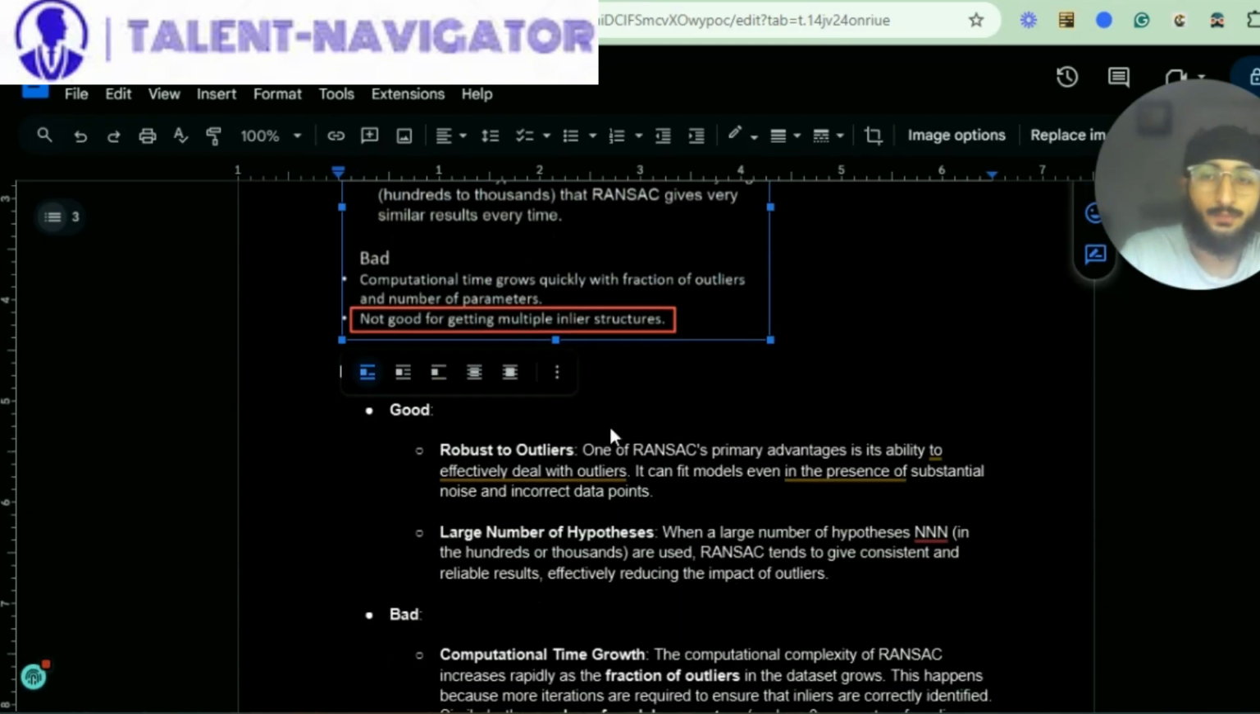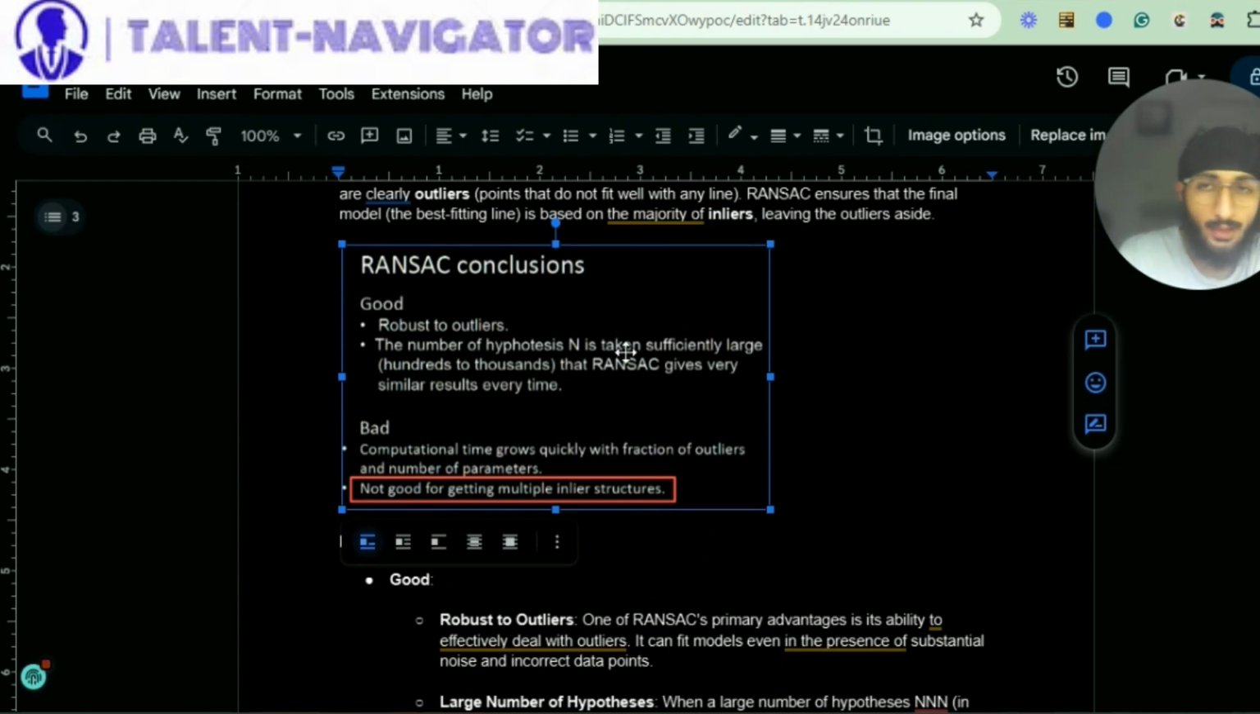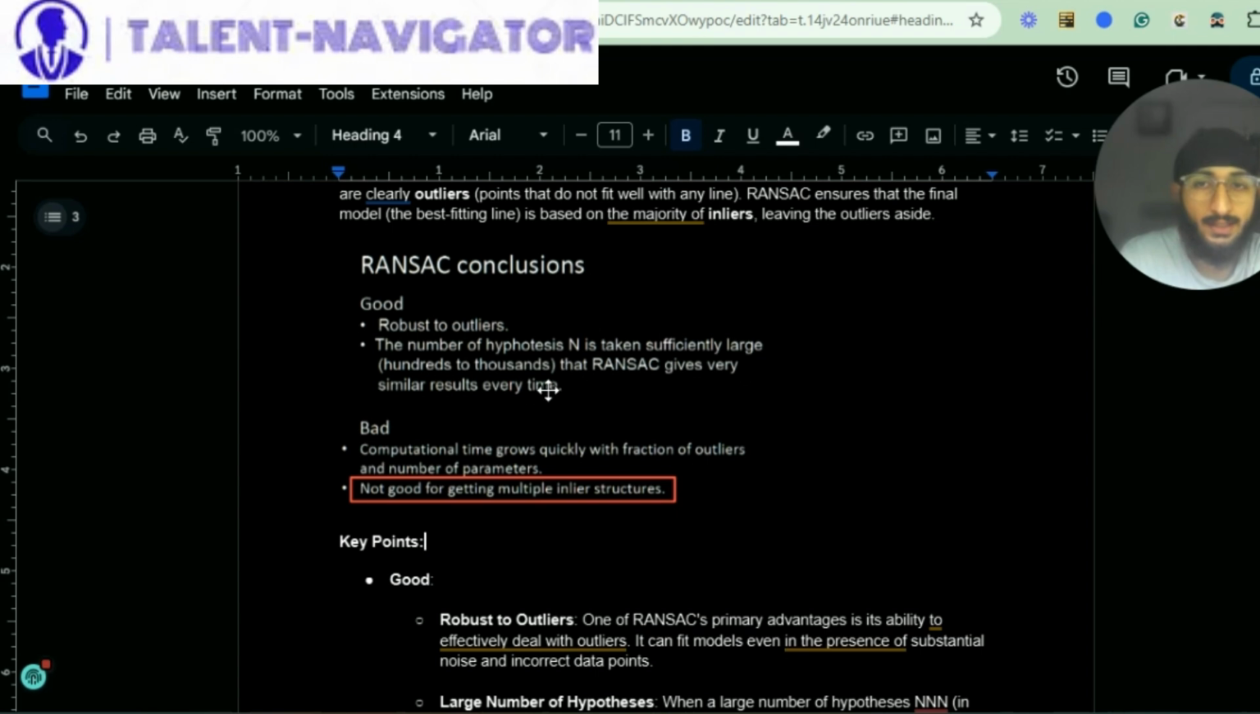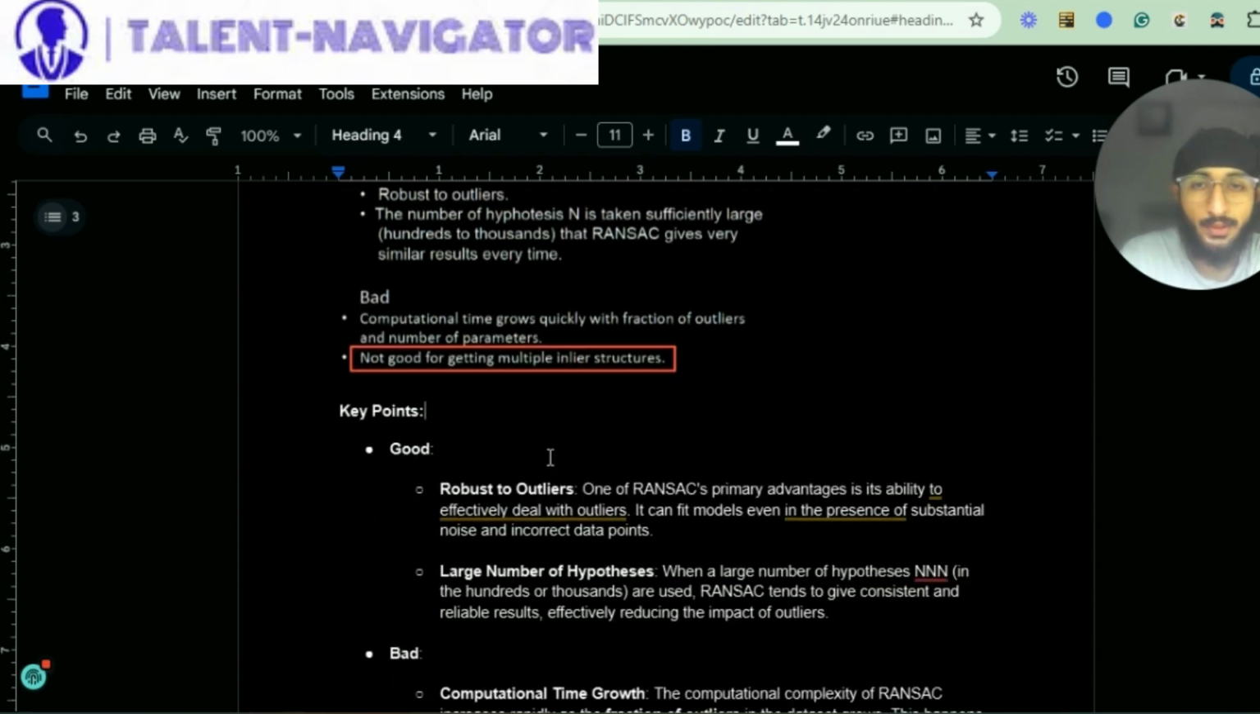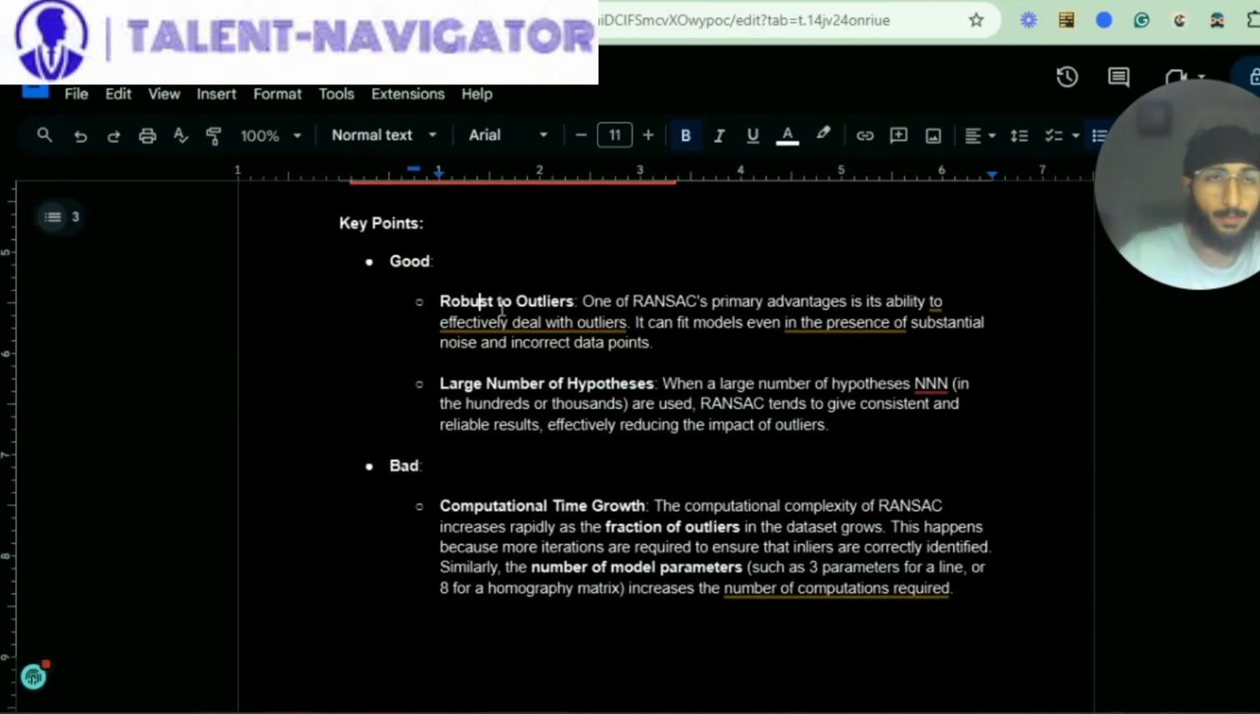Now RANSAC conclusions. So the good ones are it is robust to outliers and the number of hypotheses n is taken sufficiently large, hundreds to thousands, that RANSAC gives very similar results every time. And bad, its cons are it is not good for multiple inlier structures, and computational time goes up quickly with the fraction of outliers and number of parameters. So let me discuss this in depth.